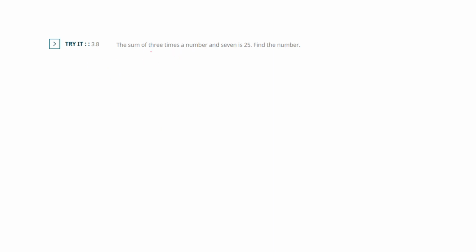Okay, so again, I don't know is the number. So I've got the sum, 3 times I don't know, and 7. So I'm summing together 3 times I don't know and 7 is 25. So factor puzzle is what I want. Divide both sides by 3. Get x is 6.